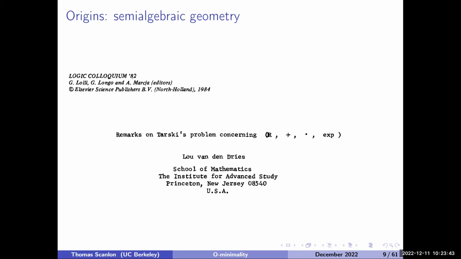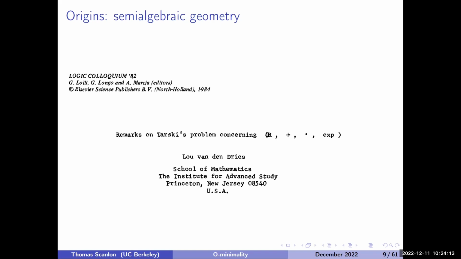Now the isolation of that as a property reappears in this paper of van den Dries from 1982, where he gives remarks on Tarski's problem concerning the real numbers with addition, multiplication and exponentiation. This problem is raised in that earlier paper on decidability of the real field. I'll tell you a little bit about what this problem is in a moment.